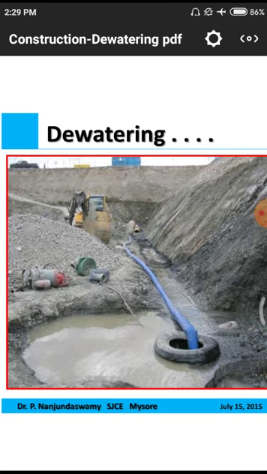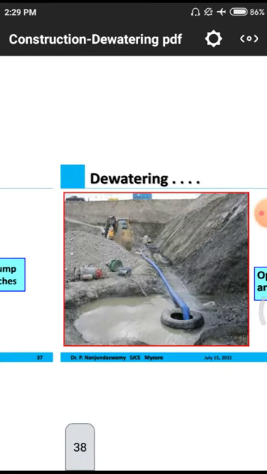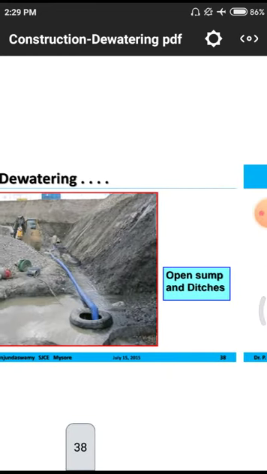Likewise here, the soil also has a particular percentage of water layer by layer, so we have to remove that water to do proper construction work without any obstructions and disturbances. This is the method we are employing. This is an open sump and ditch.